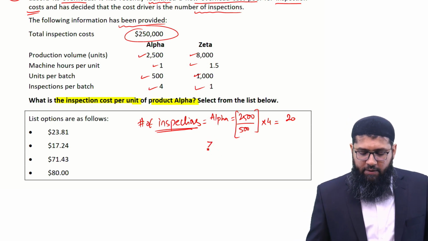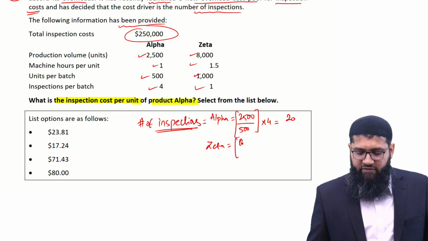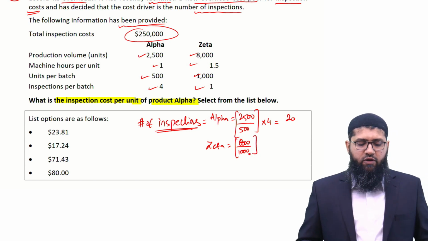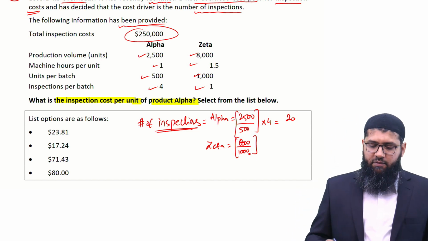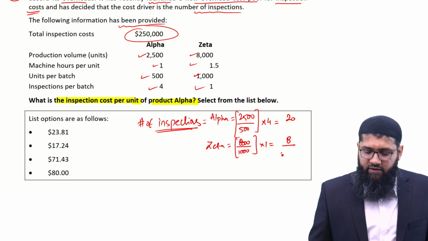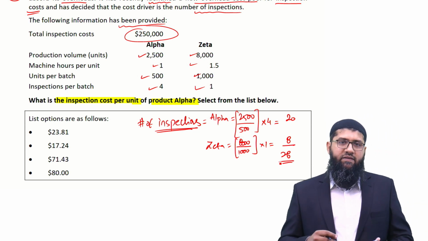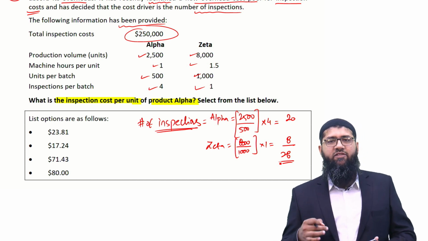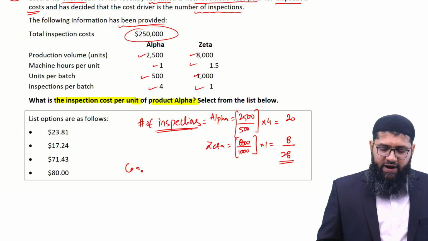Similarly, when we talk about the zeta, what is going to happen with respect to zeta is 8000 divided by 1000. Why? Because for each batch you have got 1000 units. So 8000 divided by 1000 and then you multiply it with 1. So resultingly 8. So as a result of this, the organization undertakes 28 inspections. Now what we would do is calculate the cost per inspection.